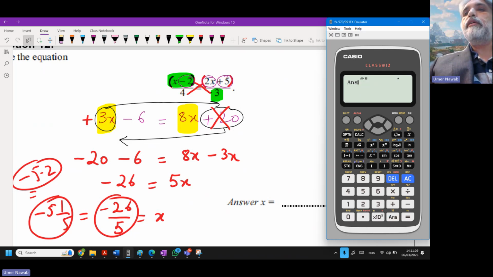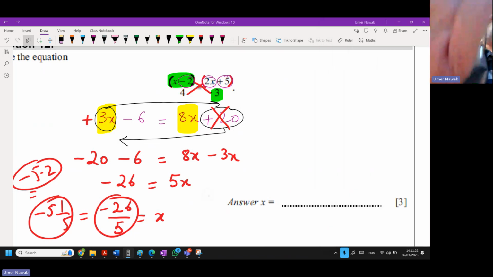If you press answer and press equal sign, you can convert it into improper form. But if you want to convert this improper into mixed form, press shift and SD. Now you can see your answer is also given in a mixed form.